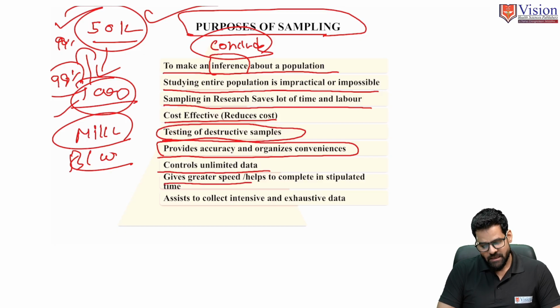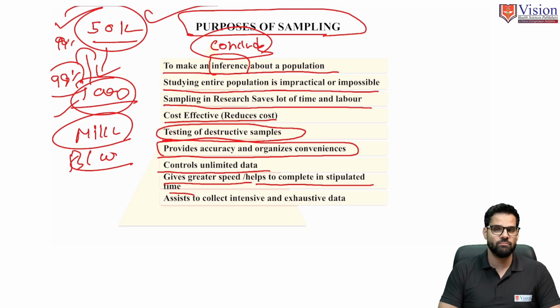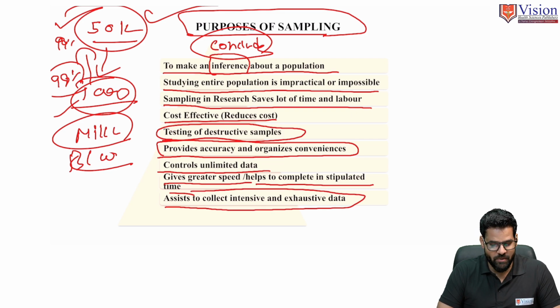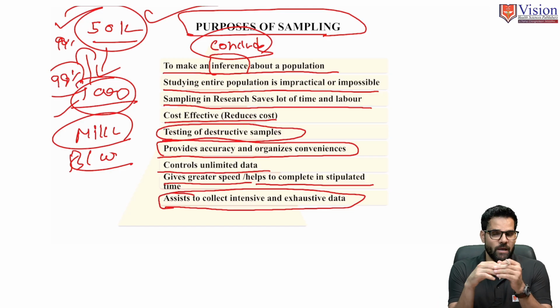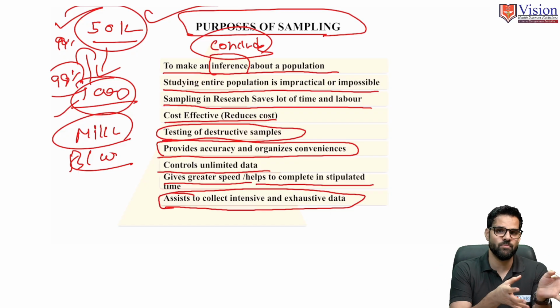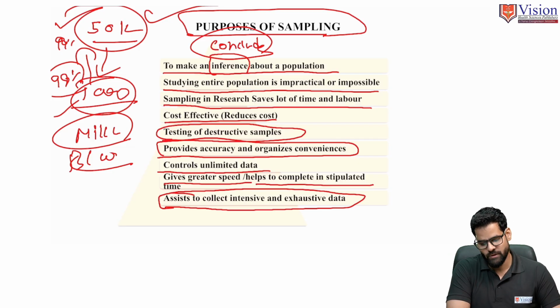Give a greater speed, help to complete in stipulated time. So of course, if you go for a sampling, it saves your time and you can complete your research project in time. Assist to collect the intensive and exhaustive data. See, your purpose is to collect the information. If you're collecting the information from a small sample or an optimum sample, okay, optimum sample means the sample that is required for that particular variable. We are not going for very large sample, neither going for very small sample, but the optimum sample required for that. So that is also we can more focus on the information. So these are the purposes of sampling.